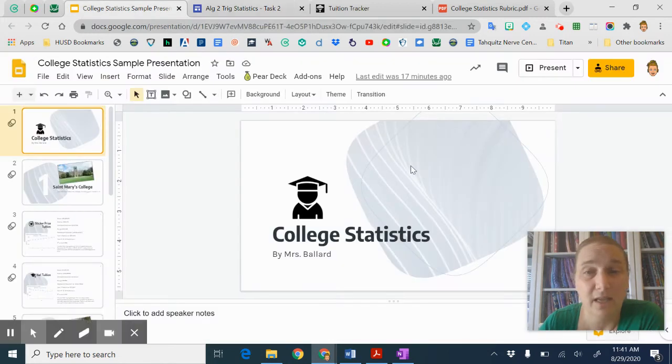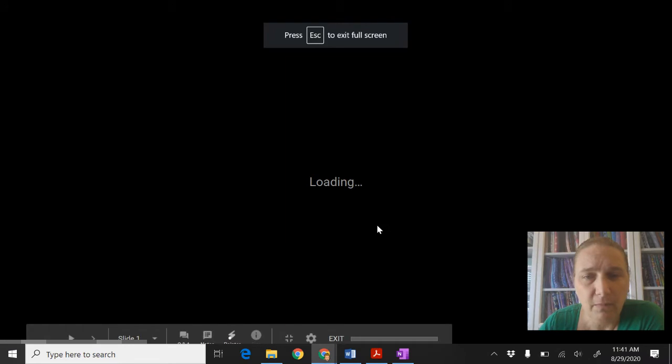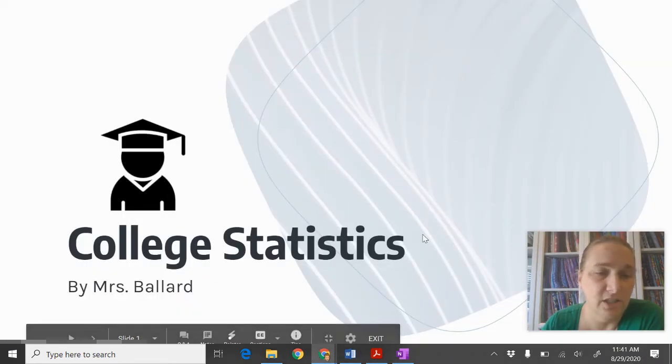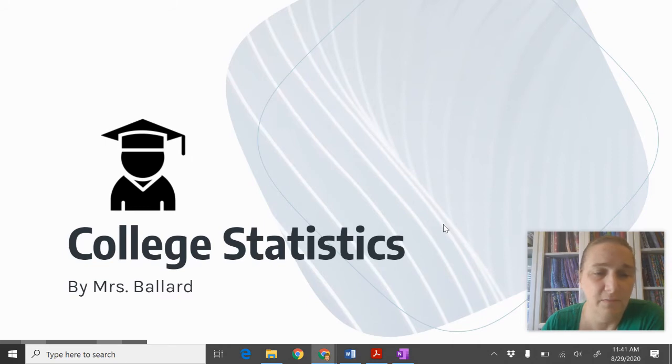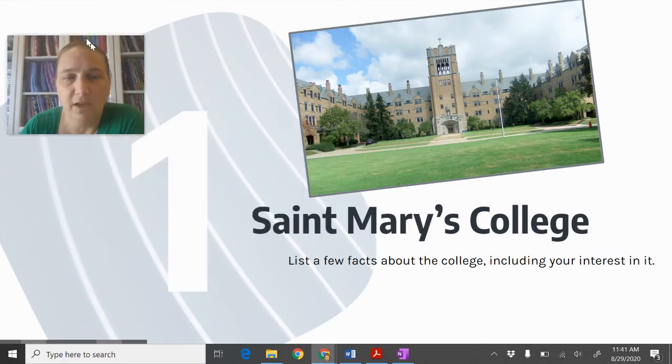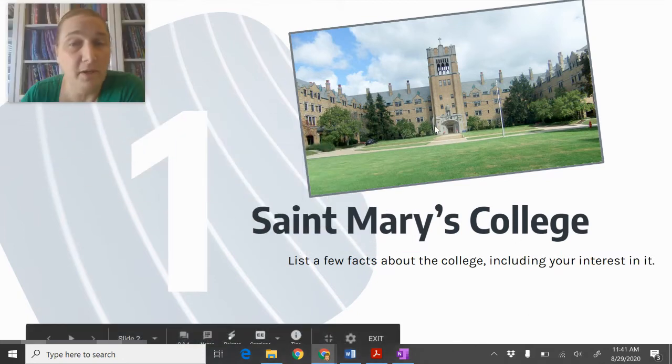Mine probably doesn't pass the 100% A on the rubric, okay? So my first slide just has the name of the presentation, which is called Statistics, or the task, and it has my name on it. Then I have a picture of the school. It's actually where I went to college.